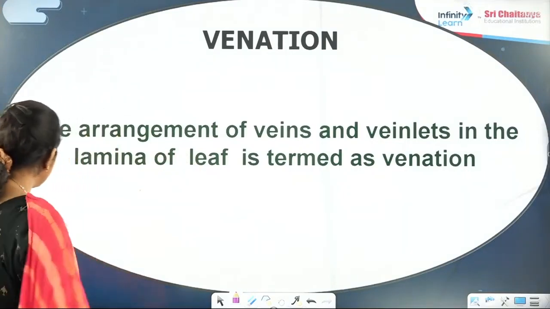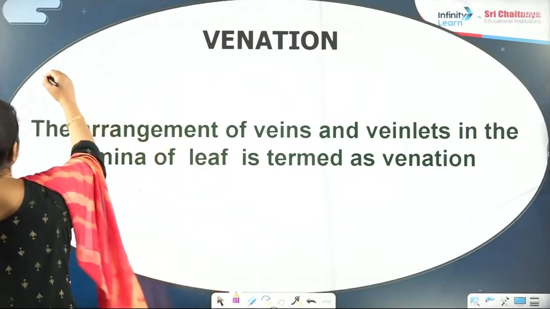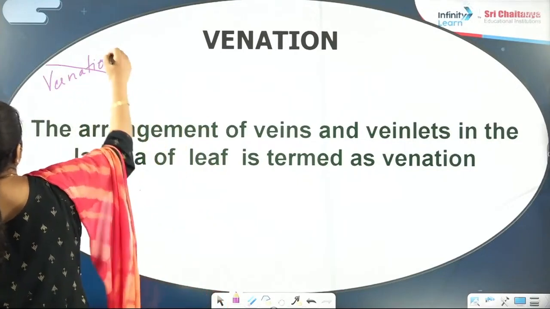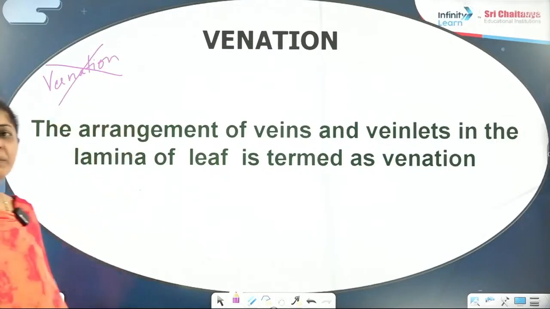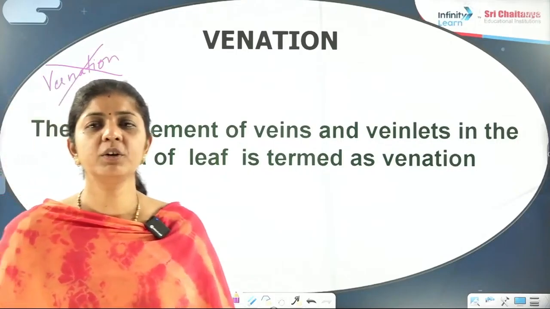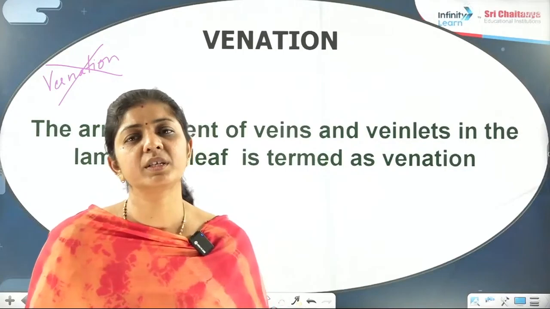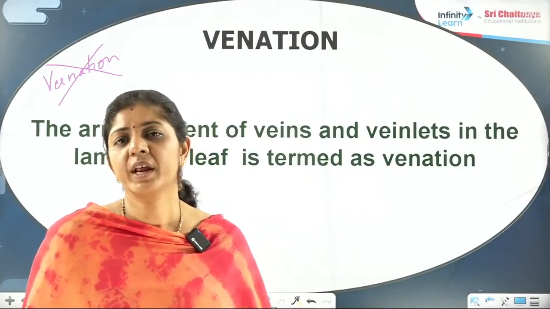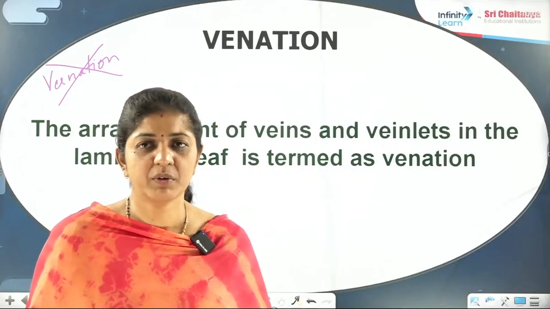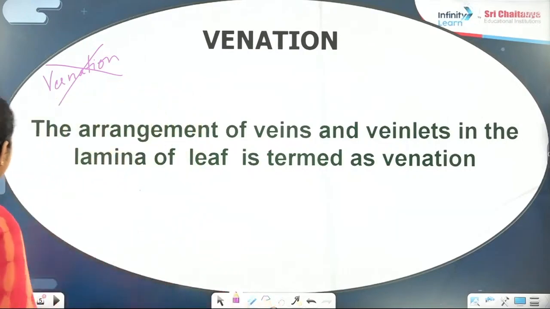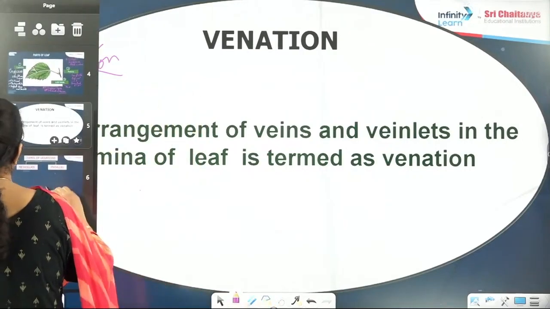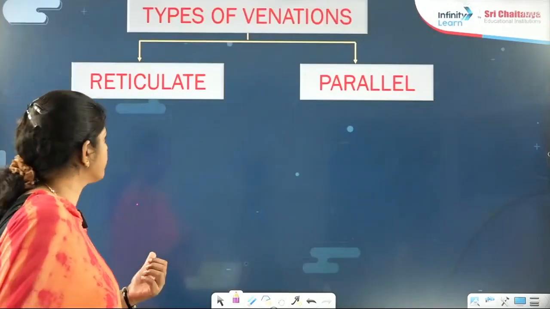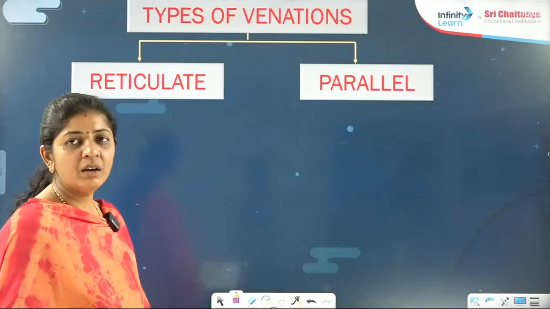Now this word is venation. This is not vernation. What do you mean by vernation? The arrangement of young leaves, that you call vernation. But here we are talking about venation. So don't get confused between these terminologies, right? Now let's talk about the types of venation. Two types of venation we have in angiosperms: reticulate and parallel venation.